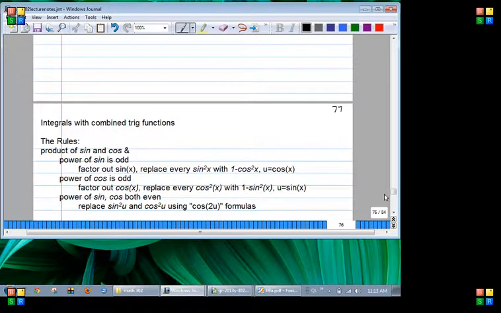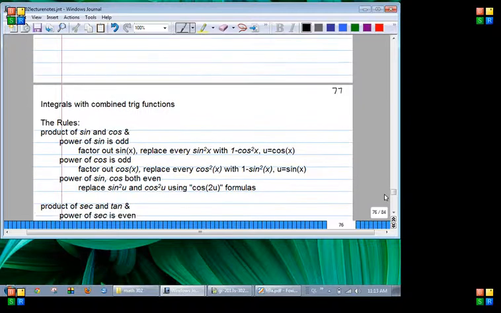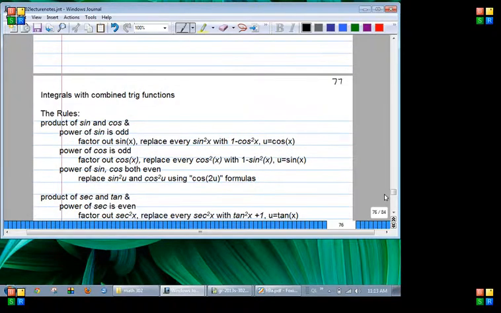Okay. Next, products of secant and tan. So what situations do we have? First, the power of secant is even. What do you take out? What do you put to the side? The secant squared x. Then you replace every remaining secant squared x with a tan squared x plus 1, and your u is going to be tan x.